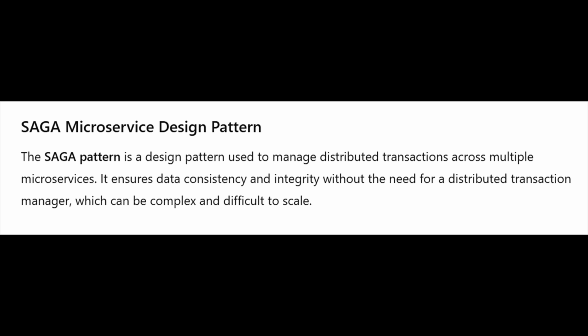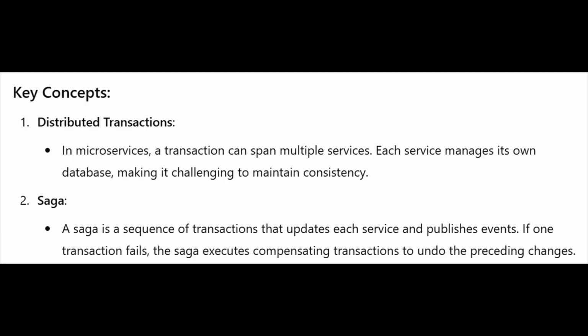The SAGA pattern is a design pattern used to manage distributed transactions across multiple microservices. It ensures data consistency and integrity without the need for a distributed transaction manager, which can be complex and difficult to scale.